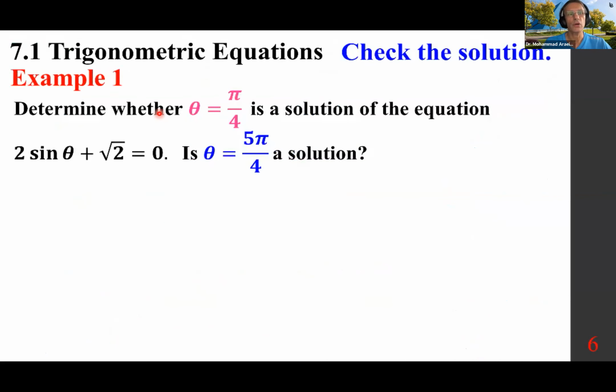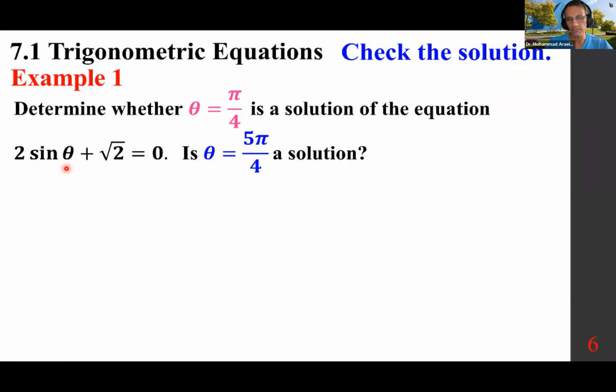Let's move on. We are starting with checking the solution. If you recall, the very first time we did equations in algebra, we would be given a solution to check. So we want to determine whether theta equals pi over 4 is a solution of this equation: 2 sine theta plus square root of 2 equals 0, which means just plug in and observe. And then we want to look at another one, theta equals 5 pi over 4. So let's start with theta equals pi over 4.